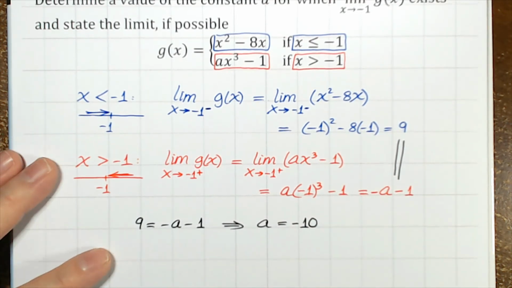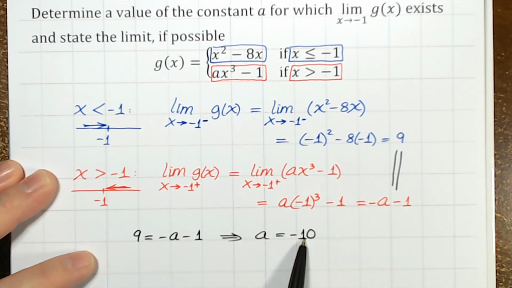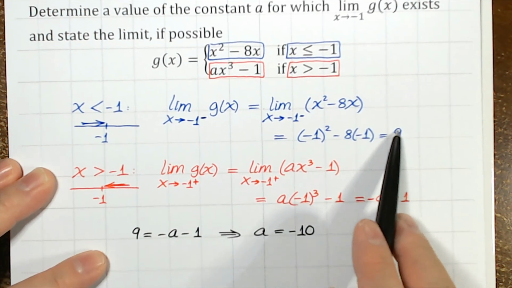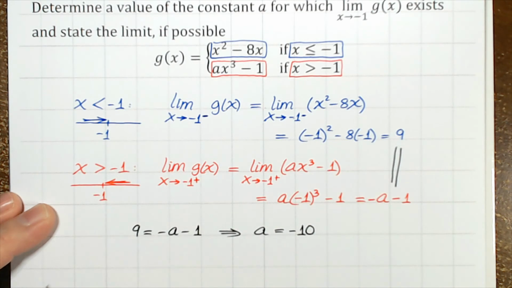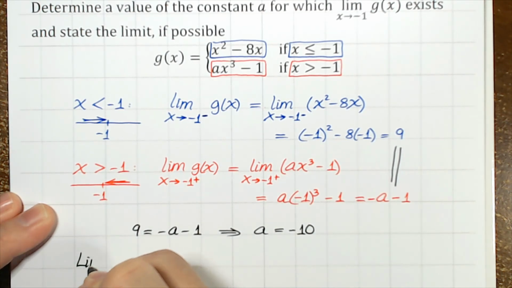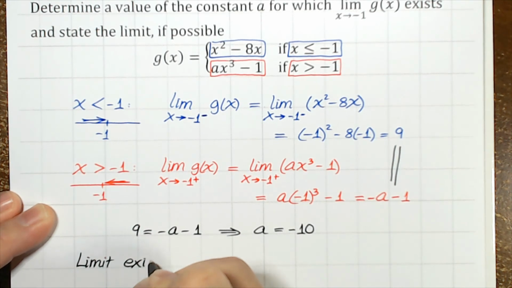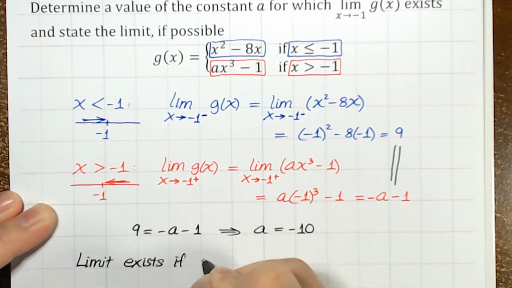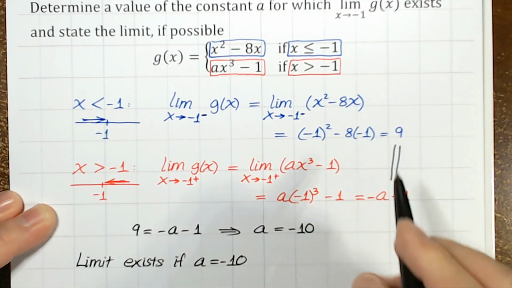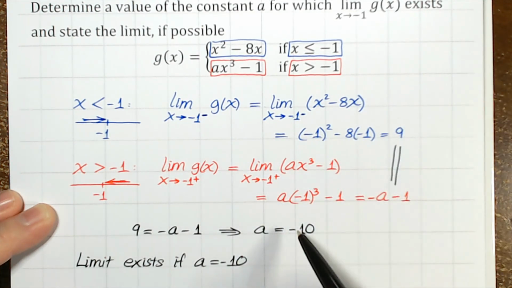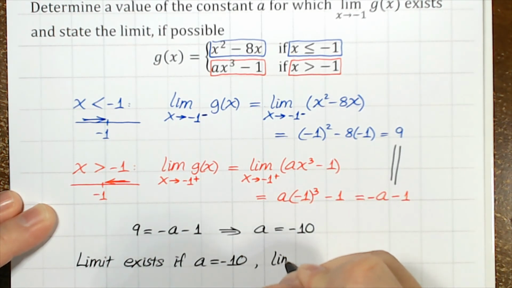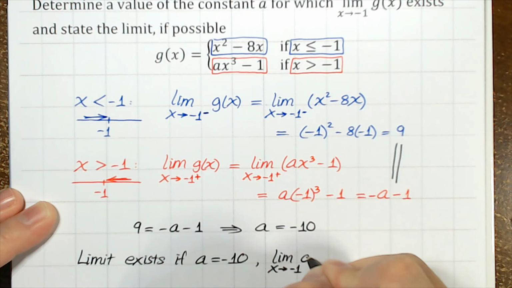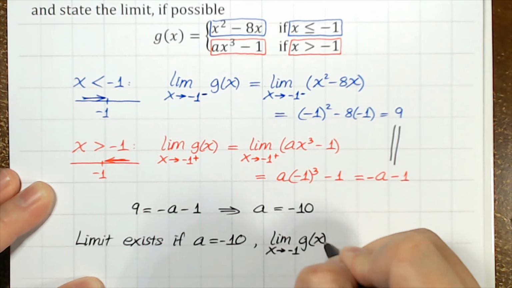So when a equals -10, the limit exists, and that limit will be equal to either one of these, which is both of them are 9. So we say the limit exists if a equals -10, and the limit will be equal to the common value. If we put -10 in here, we also have 9. So in that case, the limit exists, and when x goes to -1 from both sides, the limit equals 9.